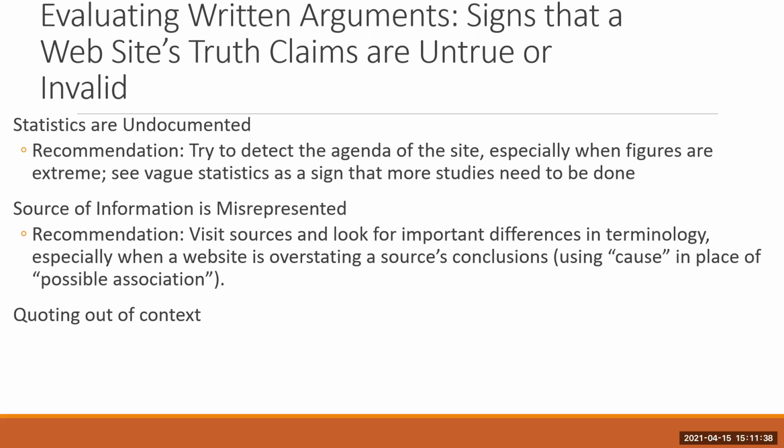Recommendation: visit sources, look for differences in terminology. All right, especially when a website is overstating a source's conclusion. So a source might say that one thing causes something else when the source is actually saying that there's a possible association. So one trick is to take a source's conclusions and make them sound a lot more definitive than they actually are, right? So a possible association does not necessarily mean that one thing causes another. It could be there's a correlation between two things. So the difference between a cause and a correlation is that two things might both share a certain cause or a certain set of causes, but might not actually be related. Okay.